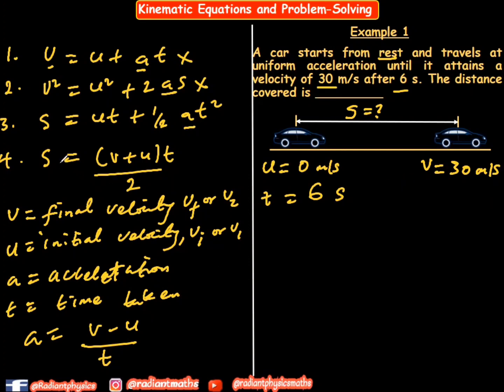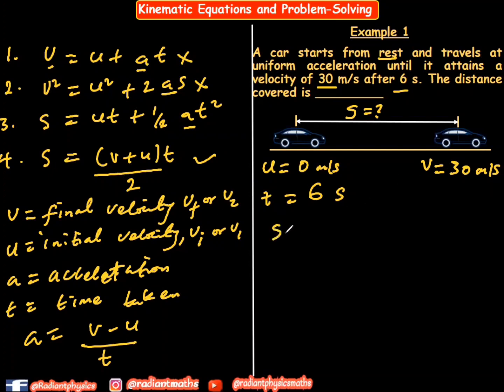And the last equation is the appropriate one because we are looking for distance. We have the final velocity, we have the initial velocity as well, and then we have the time taken. Mind you, we can use the other equation, but we need to use the first equation to find acceleration. But this is the most appropriate equation. So all we need to do now is to substitute this data into this equation.